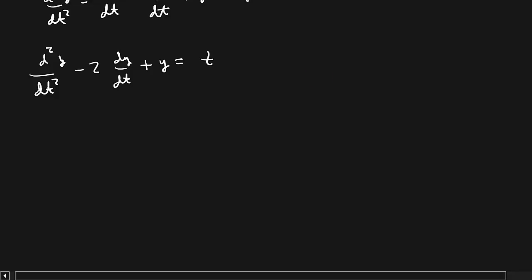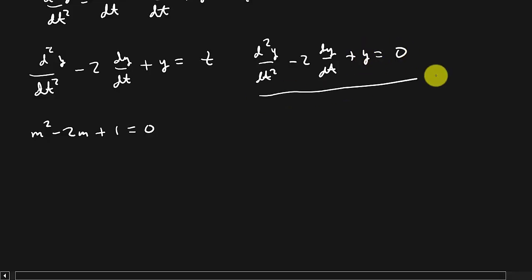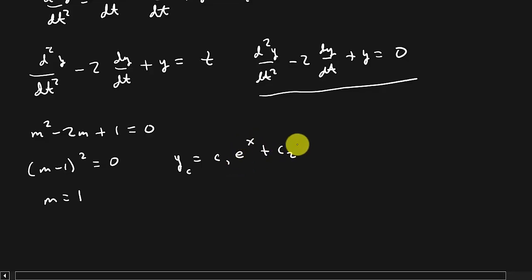So now we have m squared minus 2m plus 1 equals 0, right? We're going to solve the homogeneous one first. We got d2y/dt2 minus 2 dy/dt plus y equals 0. We got to solve the homogeneous equation first, so we got our auxiliary or characteristic equation. So that's going to be m minus 1 squared equals 0. m is equal to 1. So I got yc is c1 e to the x plus c2 x e to the x.